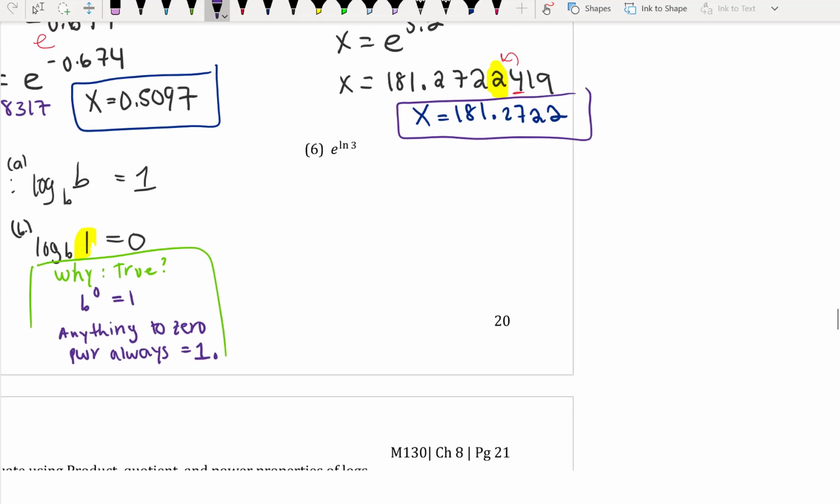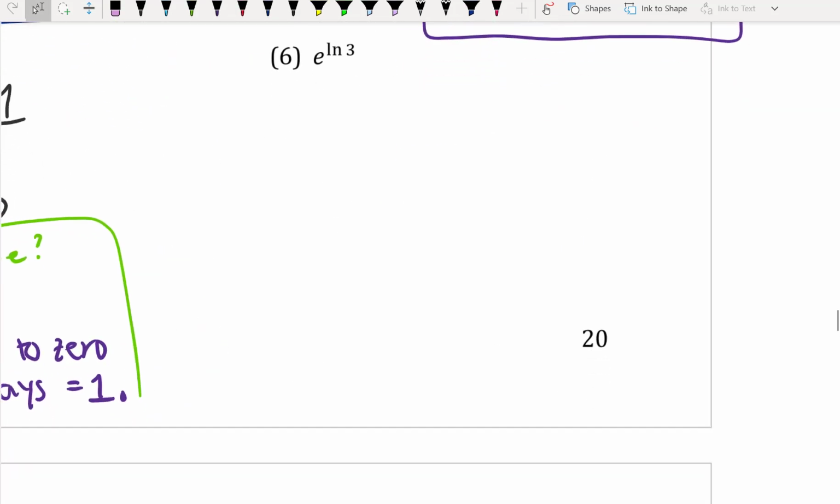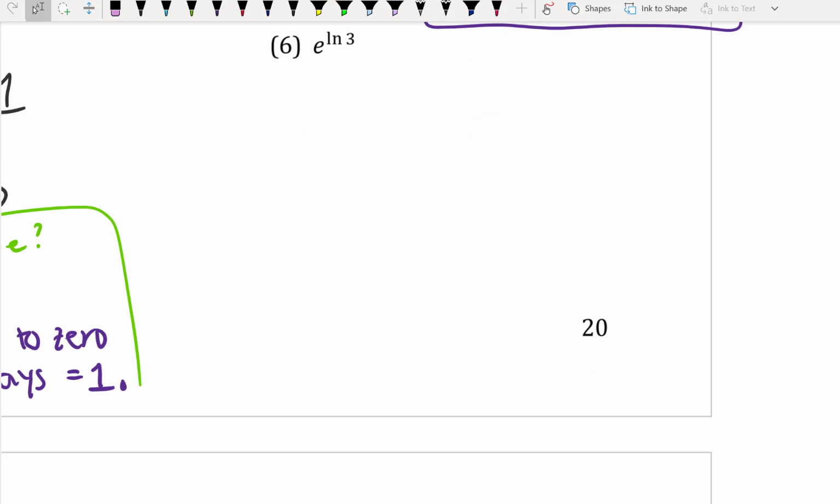And for number 6, what's kind of cool about this problem is that you already have e and natural log together. So they kind of already cancel each other out. And since they cancel each other out, the only thing that's left is a 3. So 3 is going to be your final answer.